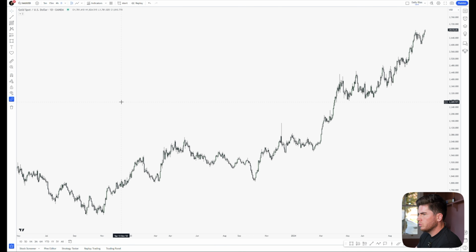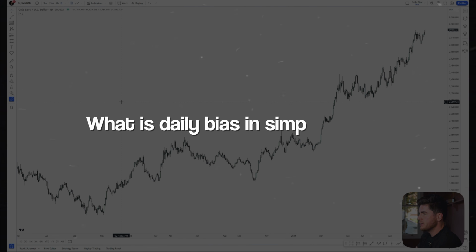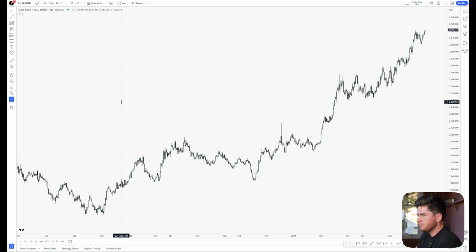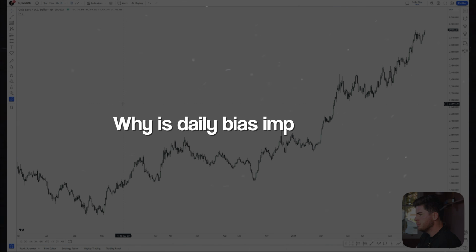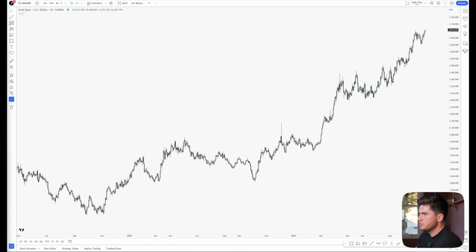So first of all, what is daily bias in simple terms? Well, simply put, it's the overall direction price is most likely to head towards during that trading session or that trading day. Simple as. Why is daily bias important? It's important because once you get your daily bias correct, it will be the most likely deciding factor in if your entry is going to be correct or wrong.